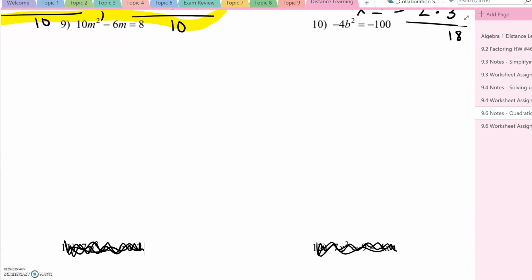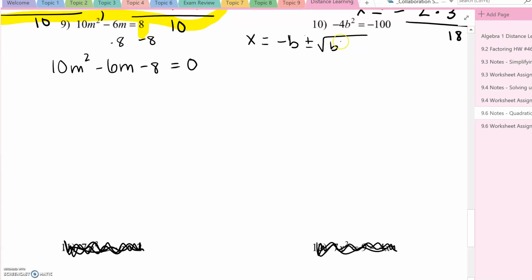So 9 and 10 on our notes here. Let's do our first step, which as usual we need to get it equal to 0, so we'll subtract 8 from both sides. So we have 10m squared minus 6m minus 8 equals 0. Our quadratic formula, x equals negative b plus or minus the square root of b squared minus 4ac all over 2a. Okay, so we want to solve for x, or in this case m. Our a value here is 10, our b value here is negative 6, and our c value here is negative 8. So we will just plug all those in here.